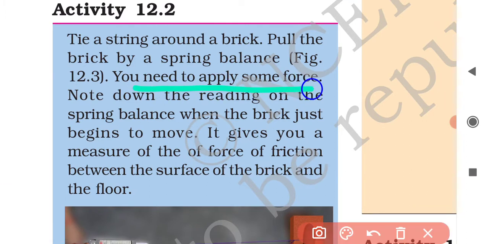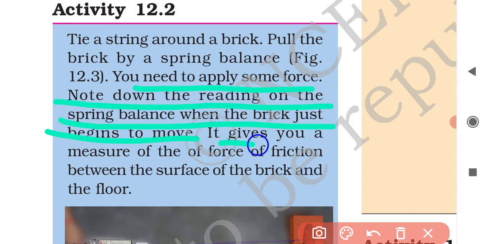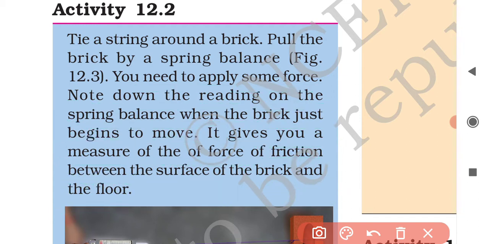So you need to apply some force. Note down the reading on the spring balance when the brick just begins to move. It gives you a measure of the force of friction between the surface of the brick and the floor.